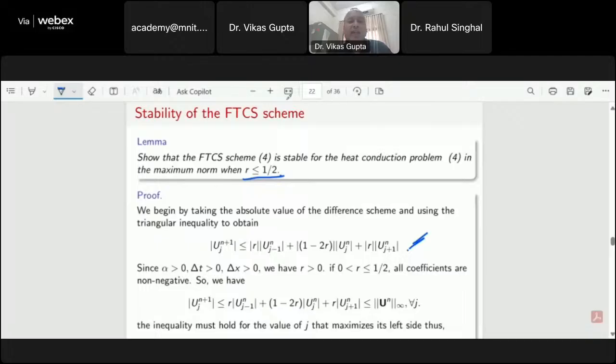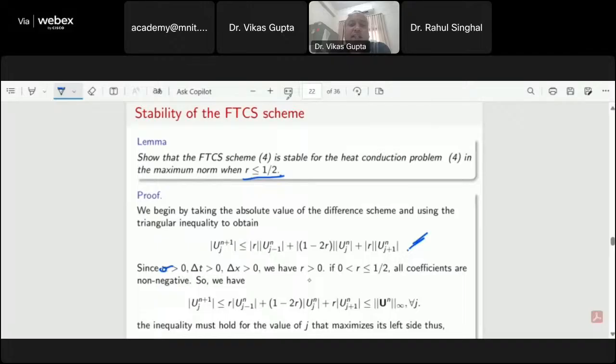We know that r is positive. Why? Because sigma is positive, not alpha. Thermal diffusivity is positive. Sigma is positive. Delta t, the time step, is positive. Delta x, the space step, is positive. So that implies r equal to sigma delta t over delta x squared is positive.